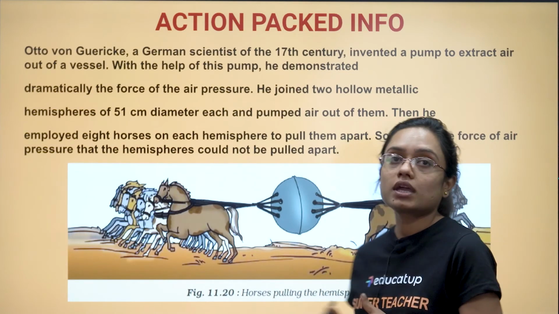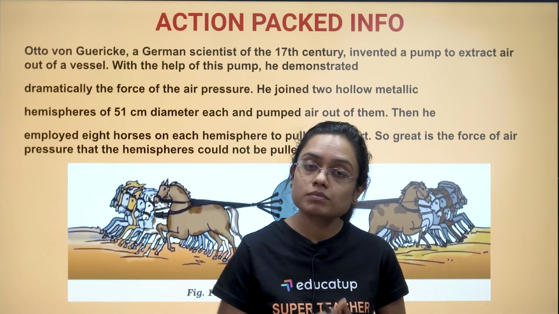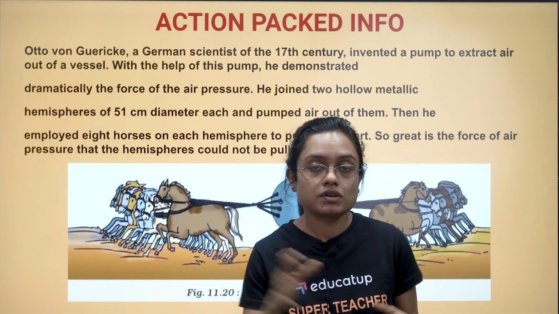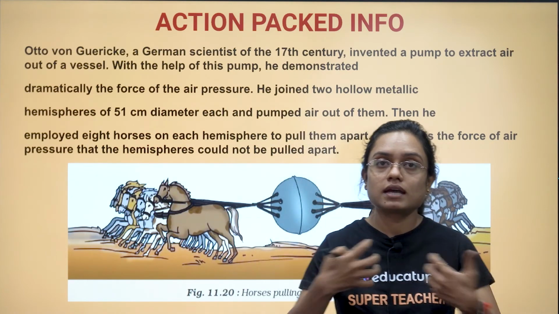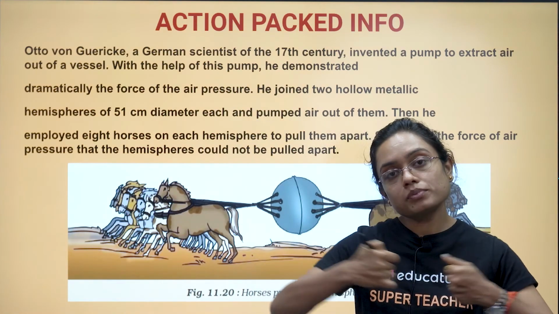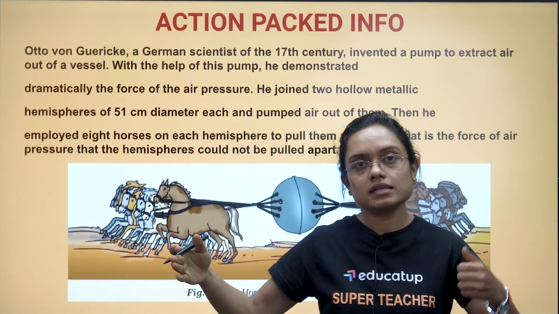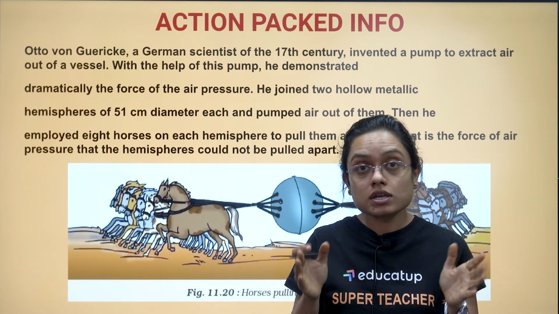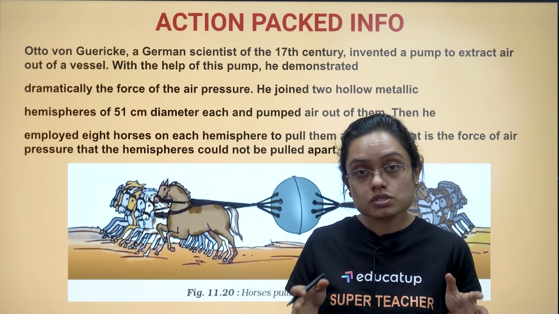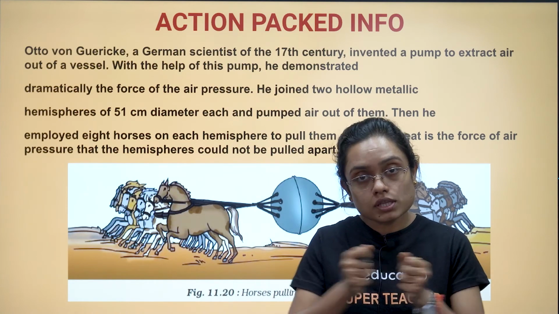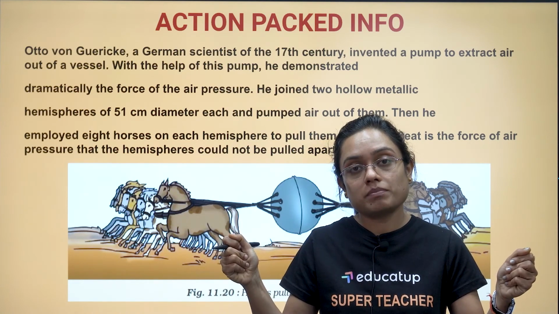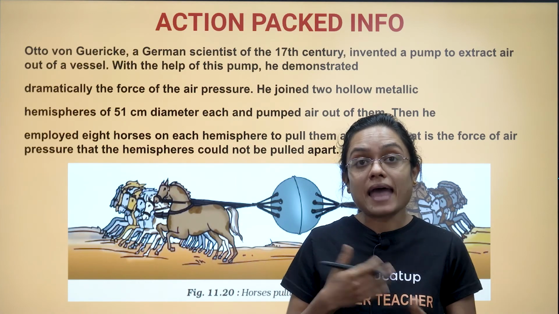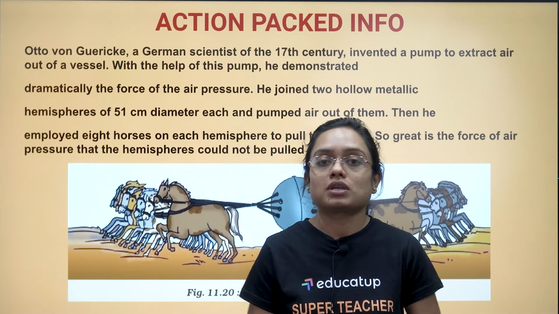So what they are trying to explain to you is that this scientist developed a pump to extract air. From these two metallic hemispheres, the air has been extracted out and they are attached. Now they are being pulled by 8 horses from one side and 8 horses from another side. But 8 horses, could you imagine how much force? But still the horses were not able to pull the hemispheres apart. That is the force of atmospheric pressure. That strong is atmospheric pressure, children.